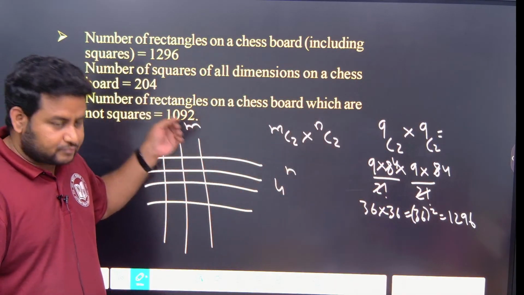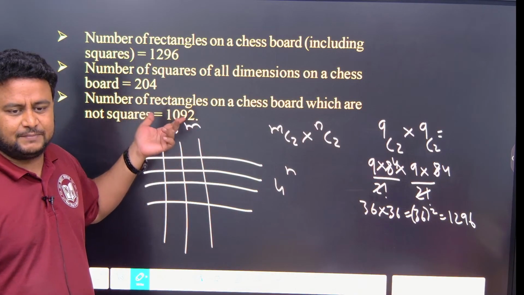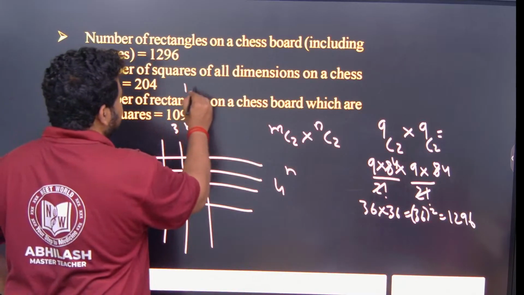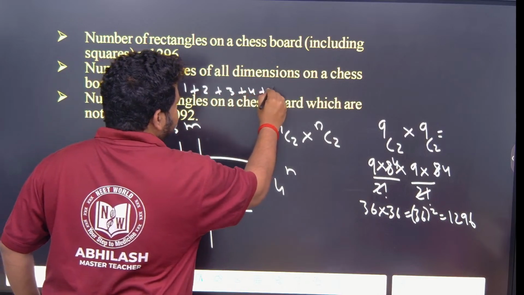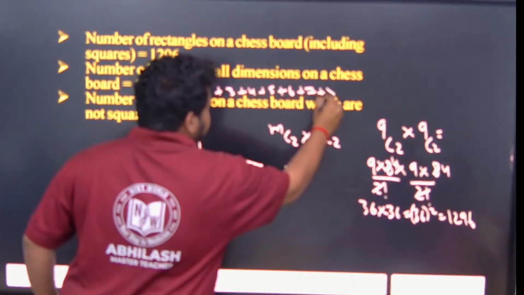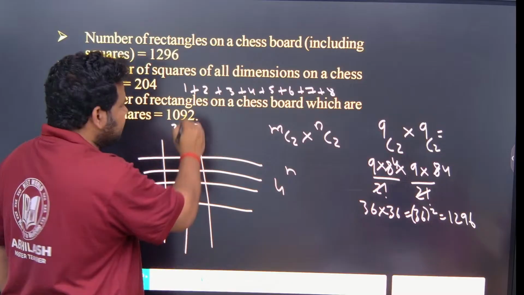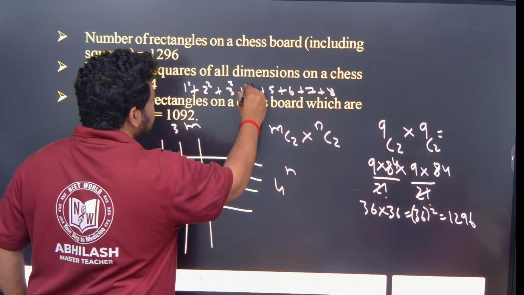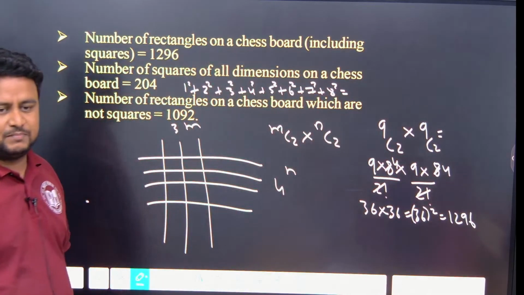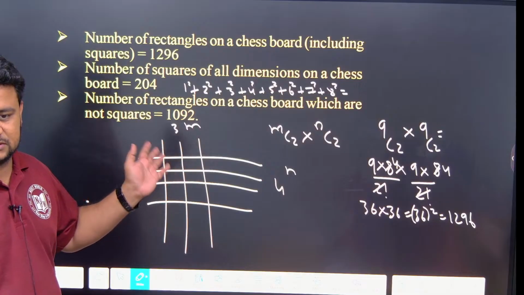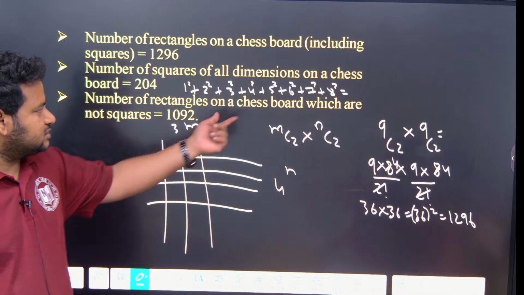If they ask only the squares, it is 204. How is this coming? Squares means 1 up to 8. In a row there are 8 squares of size 1, but like this also there are 8 squares. So what should I do? 1 square, 2 square, 3 square, 4 square, 5 square, 6 square, 7 square, 8 square. That is the sum of squares of n natural numbers up to n square, which is n into n plus 1 into 2n plus 1 by 6. Here n is 8.